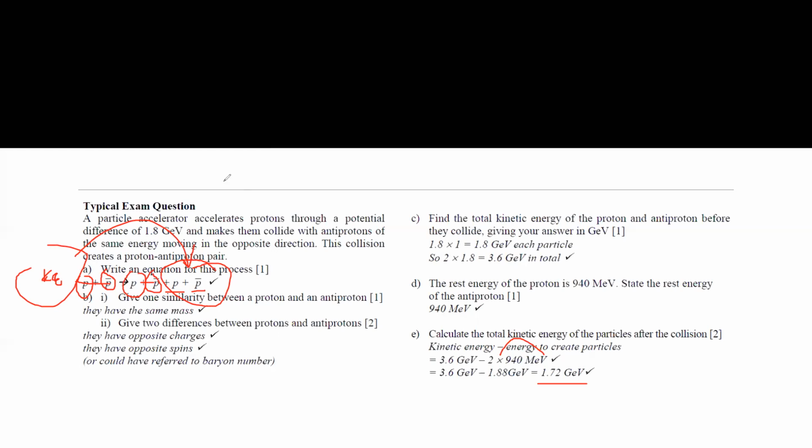It's not all of the kinetic energy that is used to produce the particles. Some of the kinetic energy is used to produce the particles, and the remaining kinetic energy is the kinetic energy of the products. So we took the initial kinetic energy of the particles minus the energy required to produce the particles. When we take the difference, we know how much kinetic energy is there for the particles which are produced. Is this example clear? Yes. Any doubt in this? No.